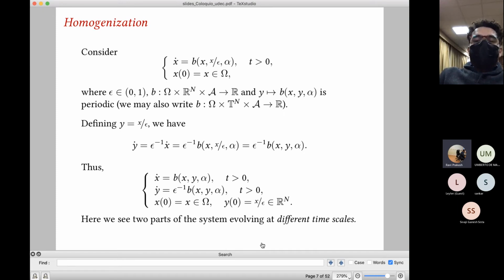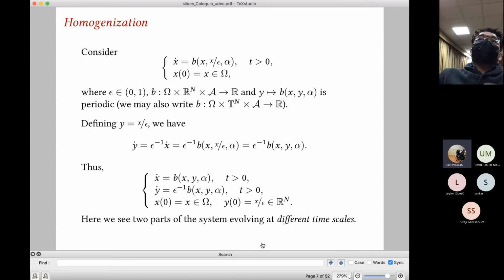So a possible interpretation, to make this a bit more clear, is that we designate this rapidly oscillating variable by y, defining y equals x over epsilon. Now, just taking the derivative by the chain rule, we find that y dot is equal to the drift b in x, y divided by epsilon. So if we couple that with the original system, we see more clearly that we have a dynamical system where one part moves a lot quicker than the others, because that drift in the end gives a velocity for the component y.